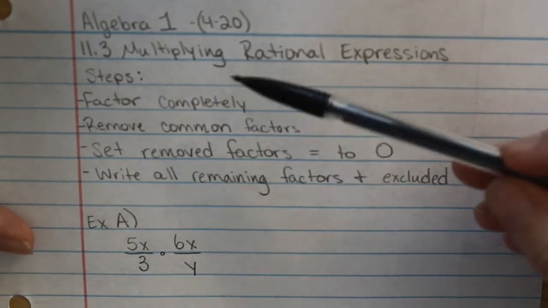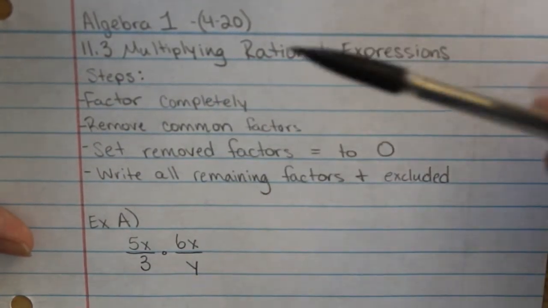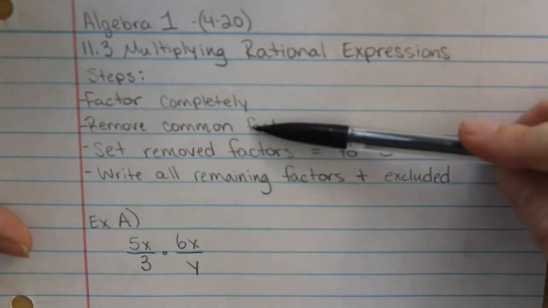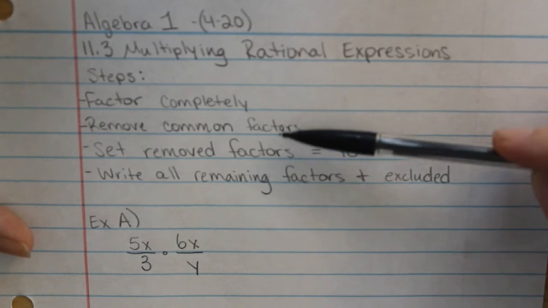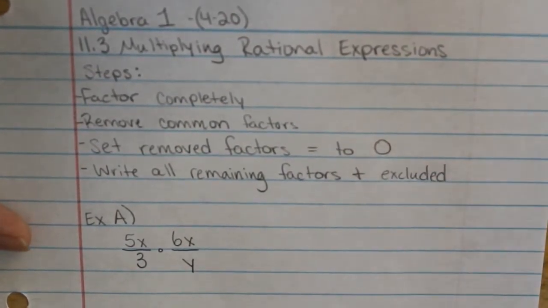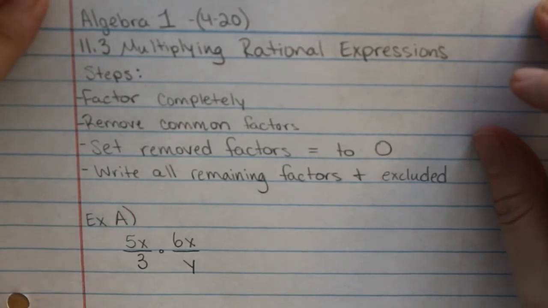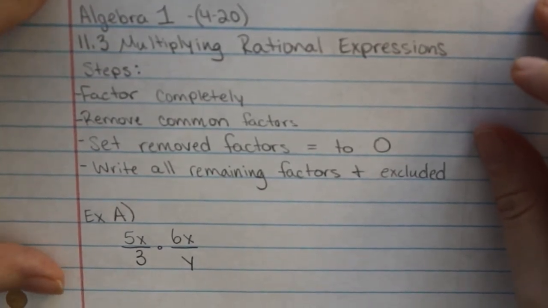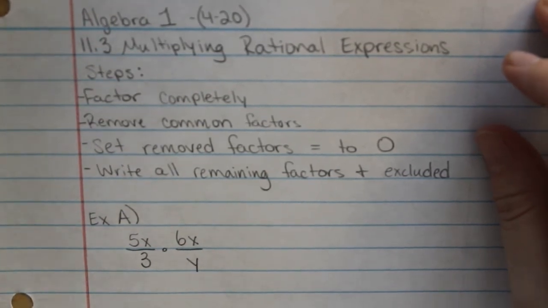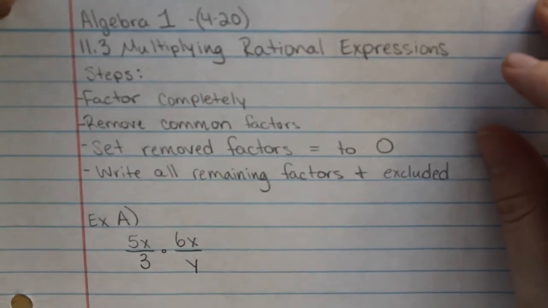Today and tomorrow, we're going over 11.3, which is multiplying rational expressions. I have a couple steps for us. The first step is to factor completely. Then we're going to remove common factors from tops and bottoms. And then we're going to set the removed factors equal to 0 and write all remaining factors and the excluded numbers. That seems like a lot. I'm going to walk you through this. Tomorrow it'll make a lot more sense because today we're just doing the very small versions of these.